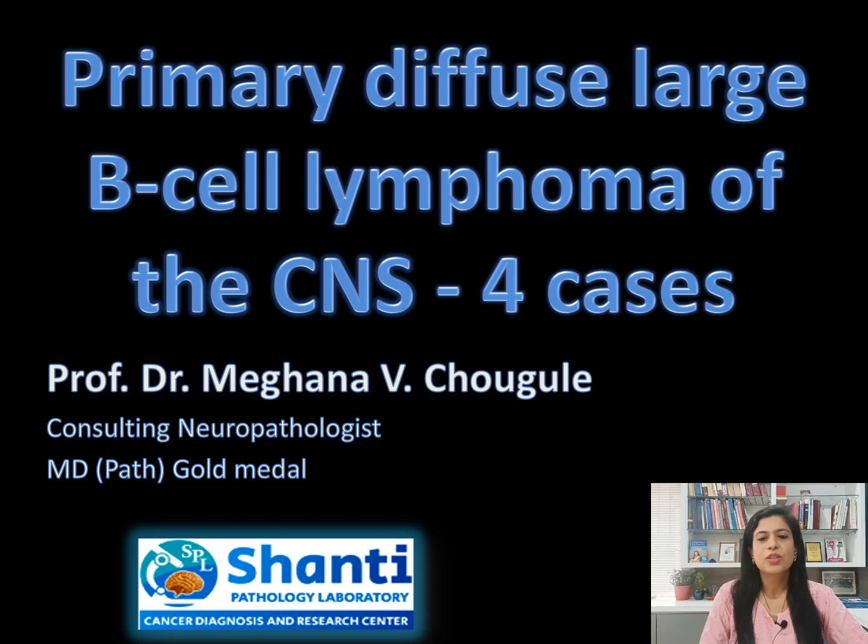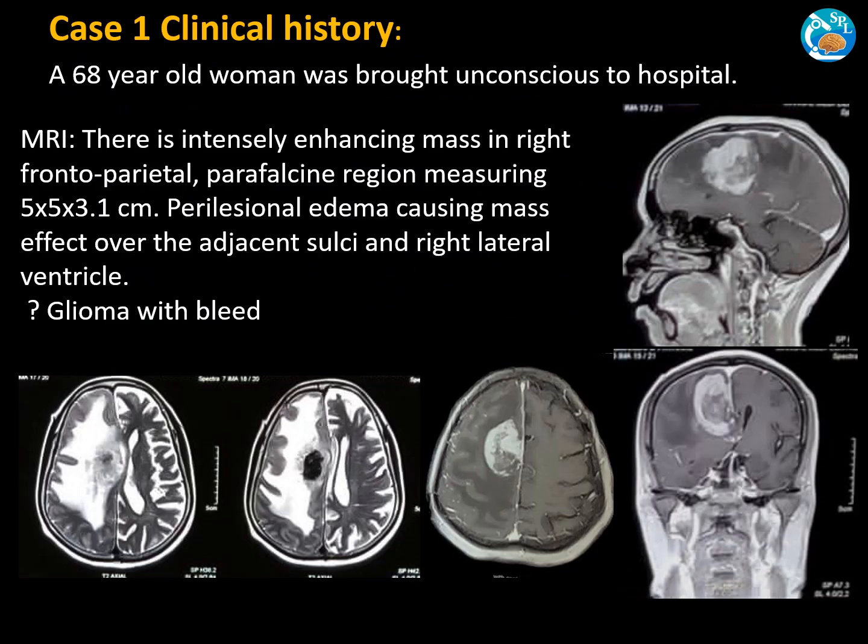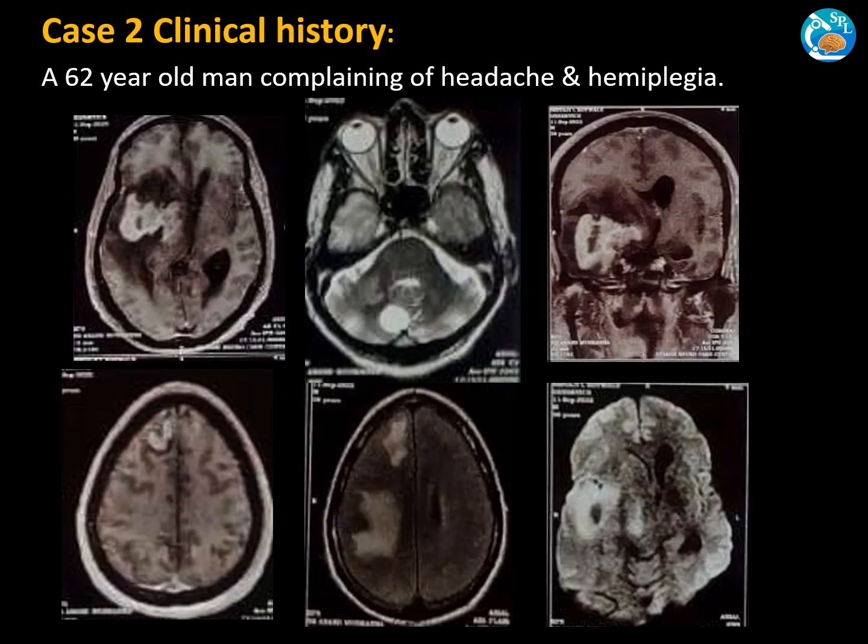Hello everyone. Today we'll be discussing 4 cases of primary diffuse large B-cell lymphomas of the central nervous system. This is case 1, a 60-year-old lady who was brought unconscious to the hospital. Her MRI revealed an intensely enhancing mass in the right frontoparietal parafalcine region, which measured 5 x 5 x 3.1 centimeters. Perilesional edema was present. So, the imaging findings were suggestive of glioma with bleed.